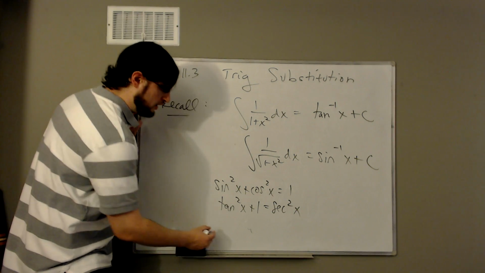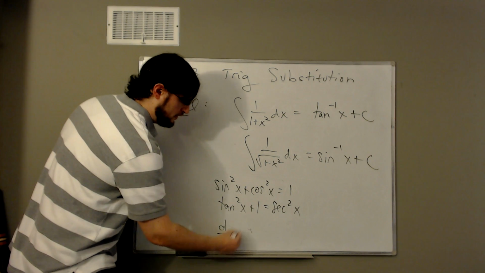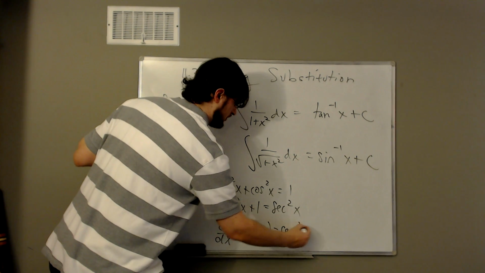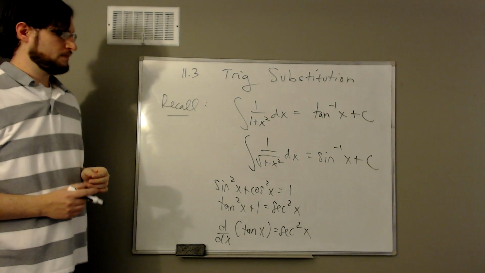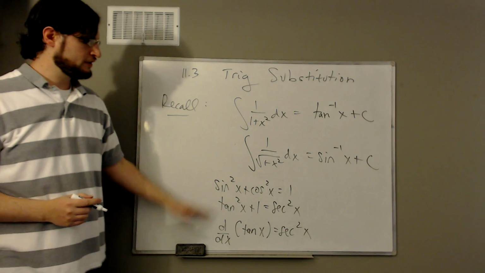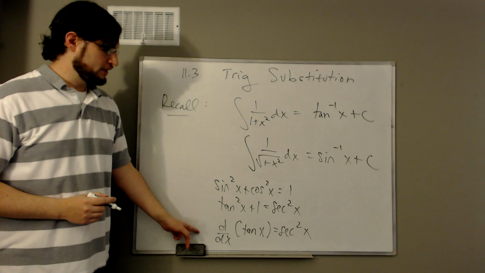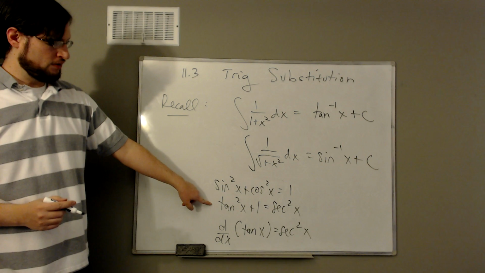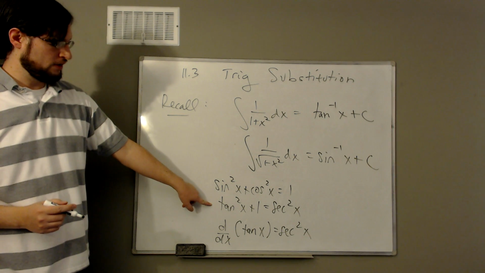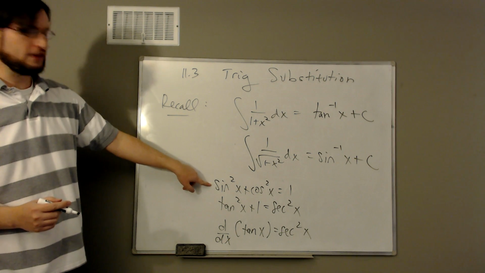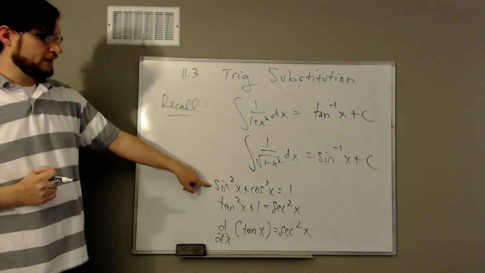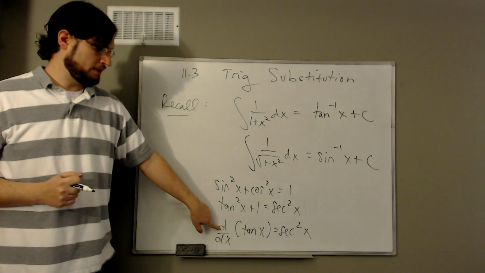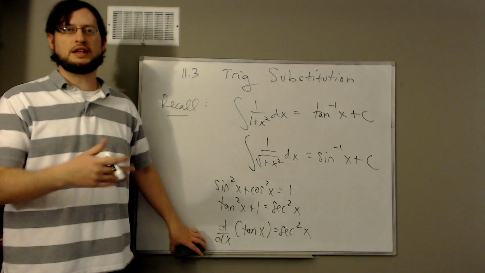Also recall that the derivative of tan x is secant squared x. So these are things that we're going to need to know. This one is just an alternate version of the first formula. If I take that first formula and divide through by cosine squared, then I get this. And this is something that we can obtain by using the quotient rule. Tan is sine over cosine.